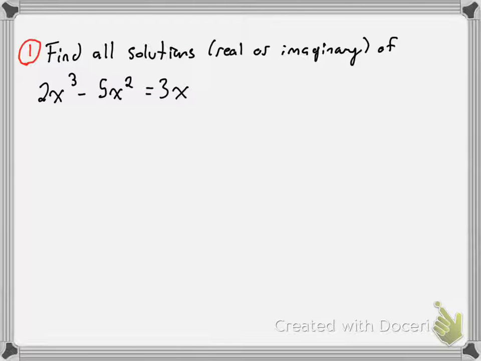In our first example, I want to find all solutions, real or imaginary, of 2x cubed minus 5x squared equals 3x. So to be able to find the solutions, what I want to do first for any of these is pull everything to one side to make my equation equal to 0. So here what I'm going to want to do is subtract 3x from both sides, leaving me with this equation: 2x cubed minus 5x squared minus 3x equals 0.